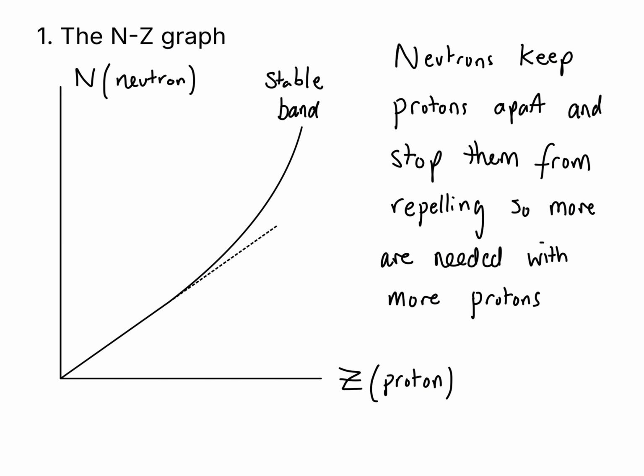At the bottom, for light nuclei, 1 neutron per 1 proton does the job, so the band follows the line y equals x. But as you add more protons, every proton repels every other one, so the repulsion grows faster than the number of protons. You need proportionally more and more neutrons to hold it together, so the band bends upward away from the diagonal.